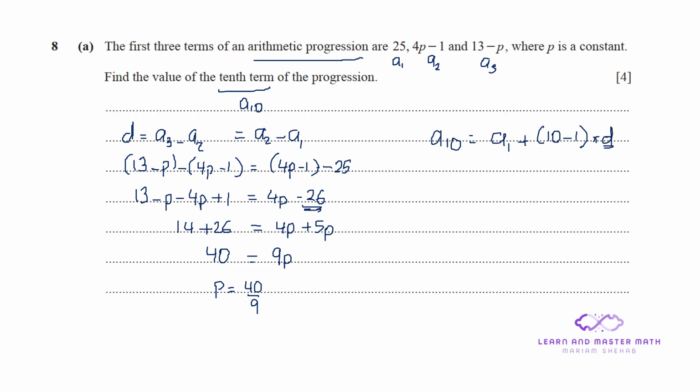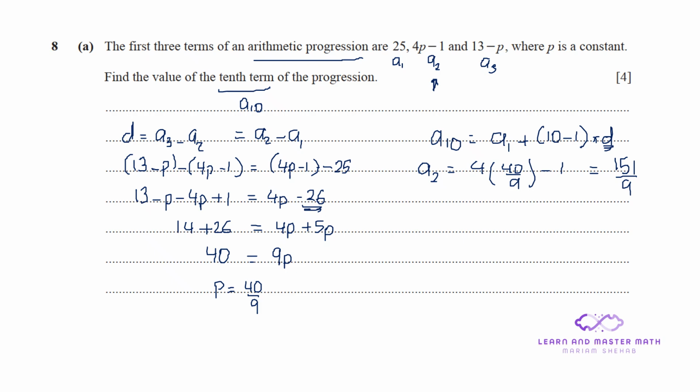So we need the common difference. And to get the common difference, I'm first gonna get A2 and subtract it from A1. So first A2 is equal to 4p minus 1. We got p now, so we can replace it with 40 over 9 minus 1. And if you calculate this, you will get 151 over 9. 151 over 9.